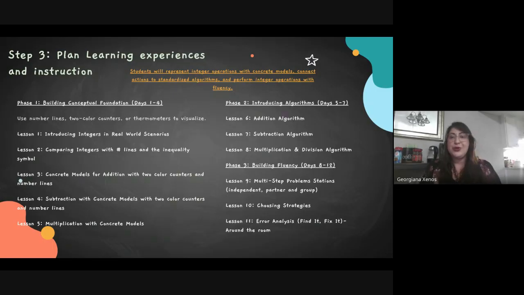We're going to go into comparing number lines. We're going to even spiral in the inequality symbol, which is often used with integers to compare. But we're mainly breaking it down into the concrete visuals. Phase 2 is introducing the algorithm.